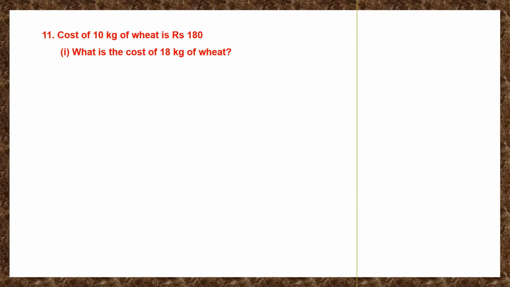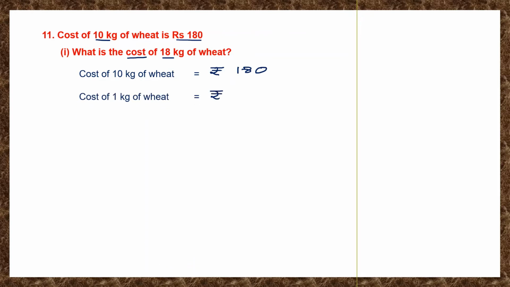Question 11. Cost of 10 kg of wheat is given. 10 kg of wheat is given as rupees 180. We've been asked to find the cost of 18 kg. So whatever we are asked to find, let your statements begin with that. So cost of 10 kg of wheat is rupees 180. Now we must find the cost of 1 kg of wheat. That is rupees 180 divided by 10 kg.